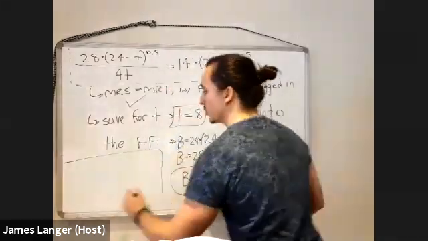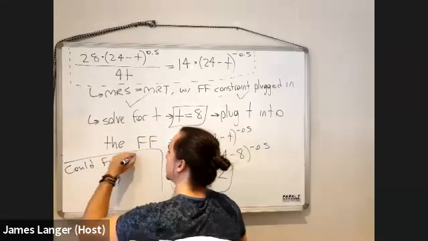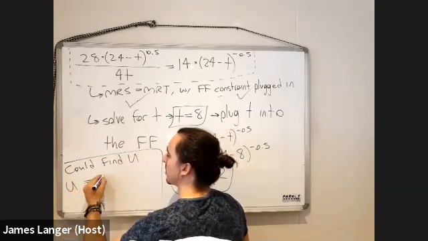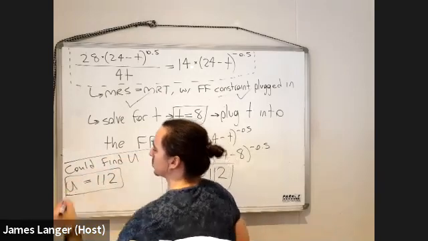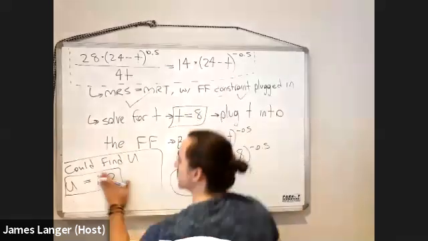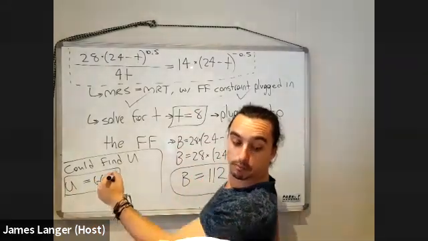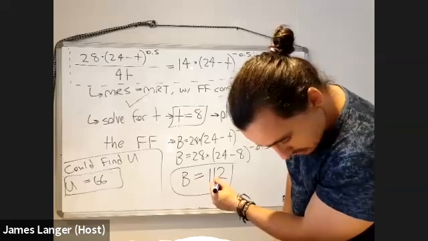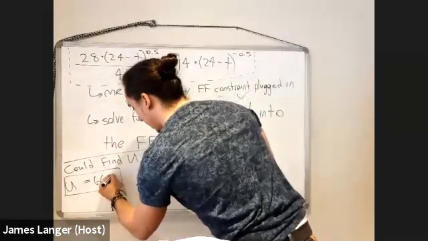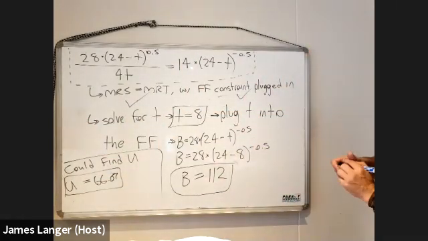If you wanted to, you could find utility. We would just plug in the utility numbers, and we would find the utility is equal to, sorry, not 112, 66.07, I think. But yeah, or 67. But don't stress, you can figure that out.